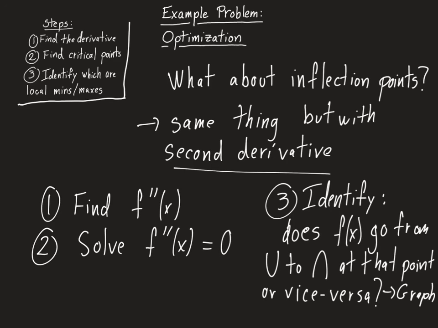It's literally the exact same process, except instead of looking at the first derivative, as you do in the steps for finding local mins or local maxes, you look for the second derivative. You find that second derivative, you set it equal to 0, you solve that, and then you double check, does the concavity change at that point? If so, you've got an inflection point.